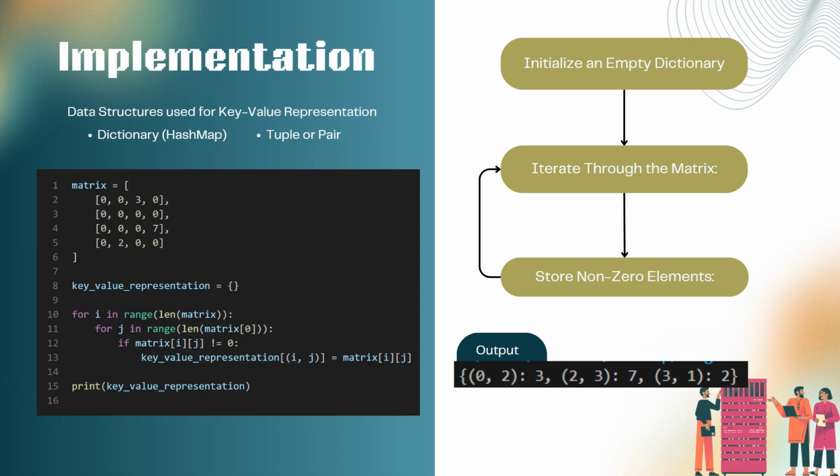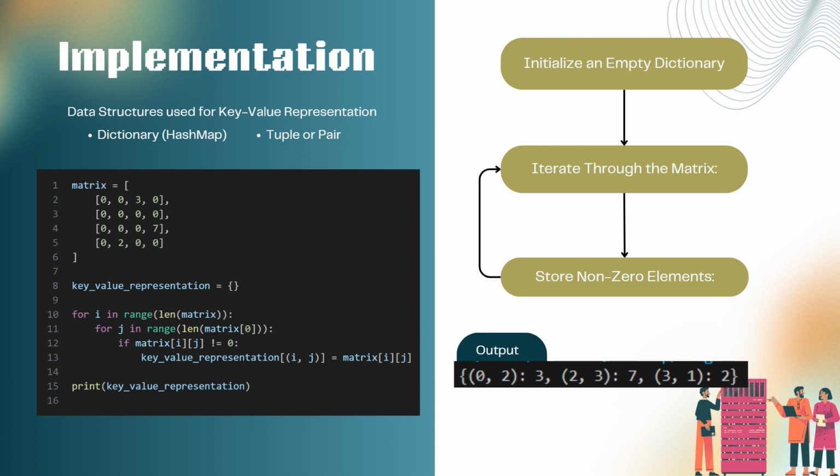Implementation of key value representation using Python. Data structures used for key value representation. Dictionary, hash map. A commonly used data structure where keys are matrix coordinates and values are non-zero elements. A tuple or pair represents the key as a coordinate pair, row and column.